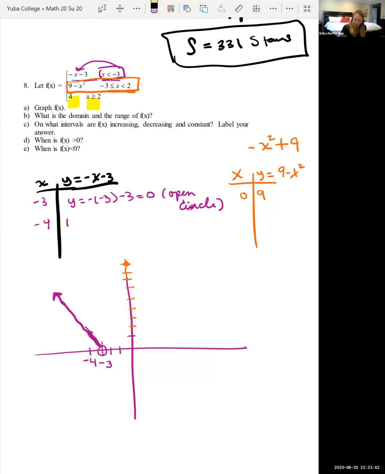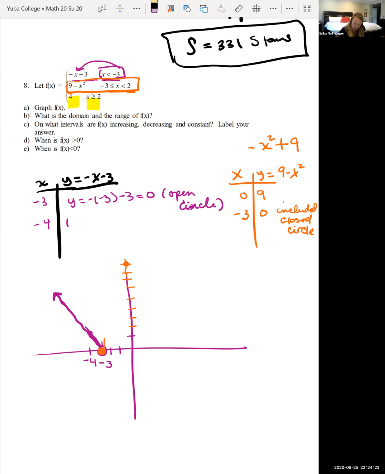I need to see what's happening at my endpoints, even if they're not included. Negative 3 in my inequality. If I plug it in here, negative 3 quantity squared is 9 with a negative in front. So that's negative 9 plus 9 is 0. So when x is negative 3, I get 0. And this has the equal to part, so it's included. So put a closed circle. Notice that's where an open circle is from the other piece. But because of the second equation, now I can close it.